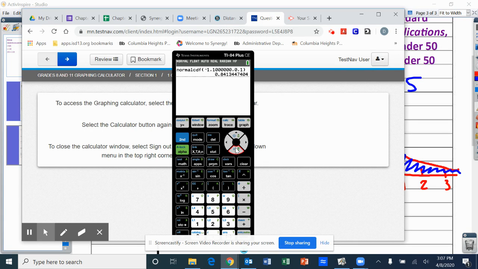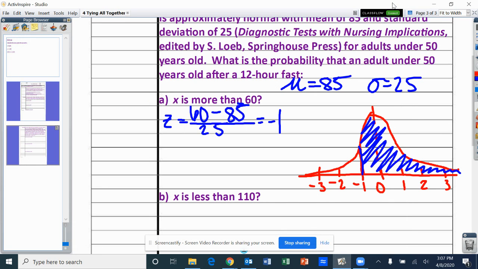So the area that corresponds is 0.8413. So the probability that X is more than 60 is 0.8413 or 84%. So 84% of test results should be higher than 60.